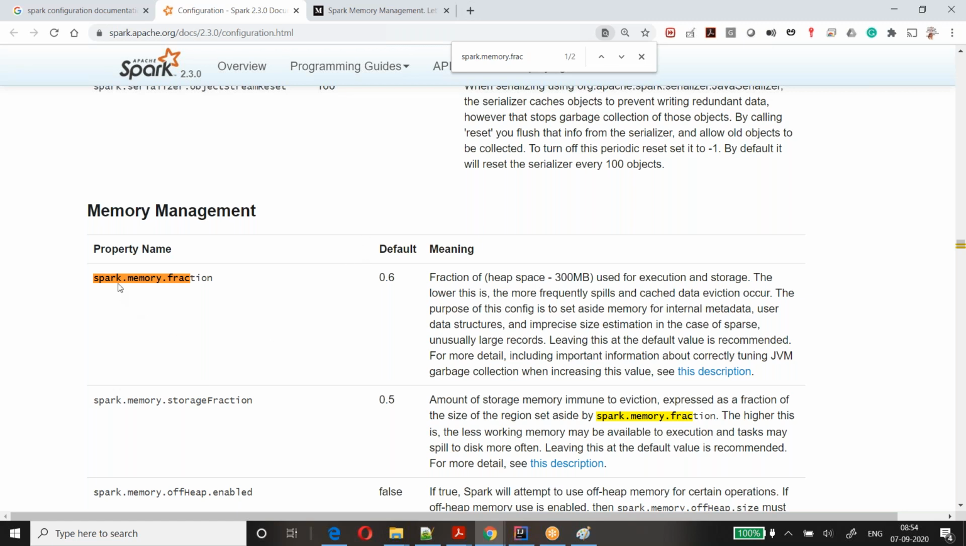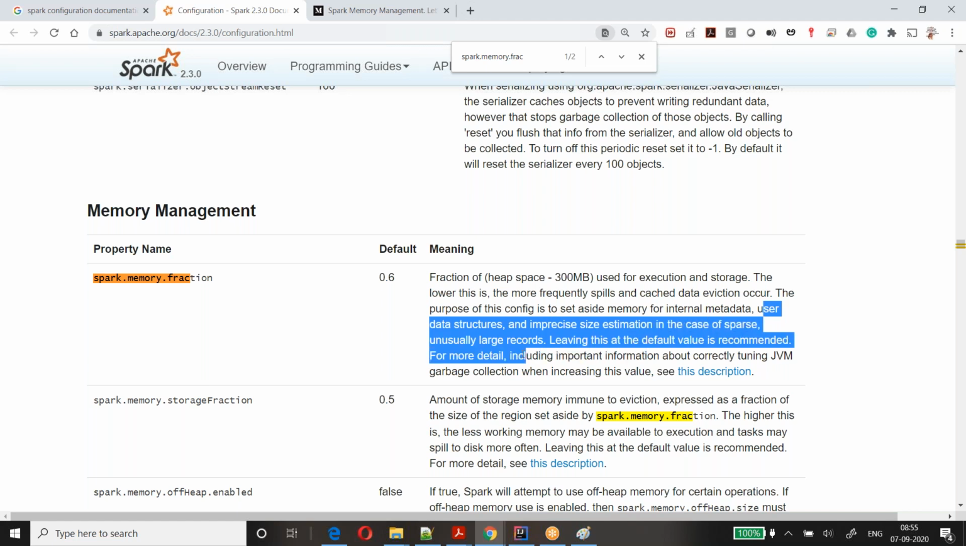Okay, look here. spark.memory.fraction is 0.6. It is the fraction of heap space used for execution and storage. The lower it is, the more frequently spills and cached data eviction occur. The purpose of this config is to set aside memory for internal metadata, user data structures, and imprecise size estimation in the case of sparse, unusually large records. Leaving this at the default value is recommended. For more details, they have mentioned it.